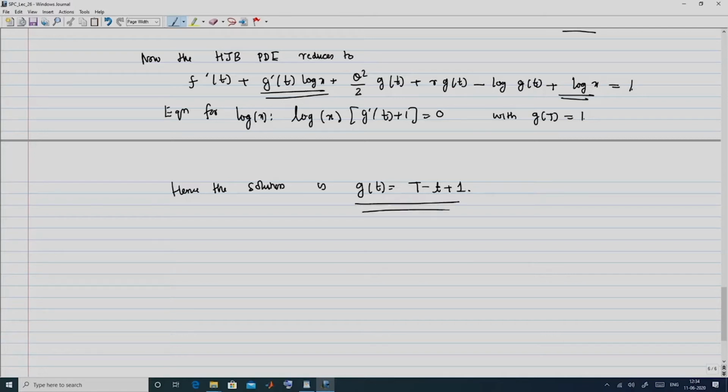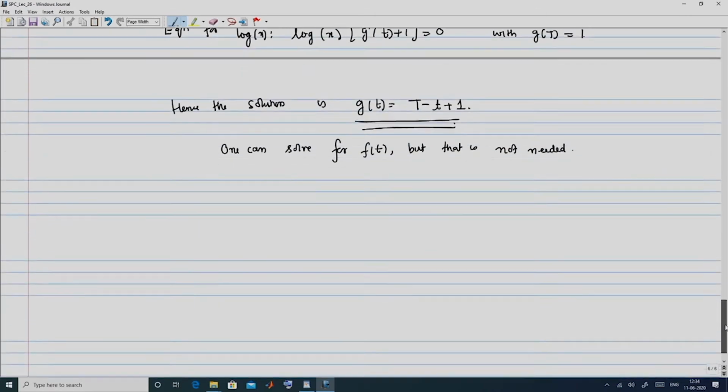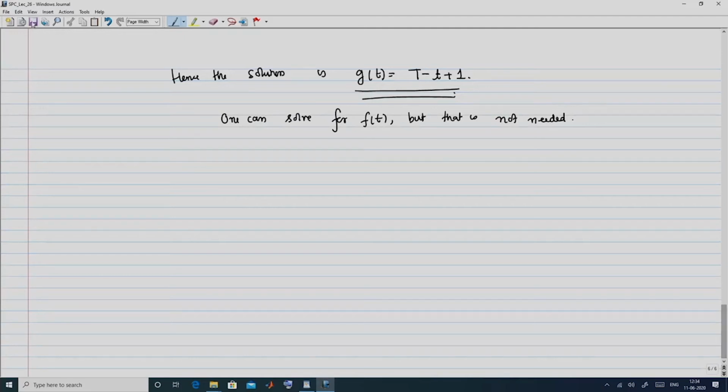Once you have got the value of g(t), you can replace it in this expression and then one can solve for f of t, but that is not needed. Of course, you have to do this if you are trying to calculate V, but we are trying to calculate the optimal portfolio and consumption. So, evaluation of f(t) is not required.